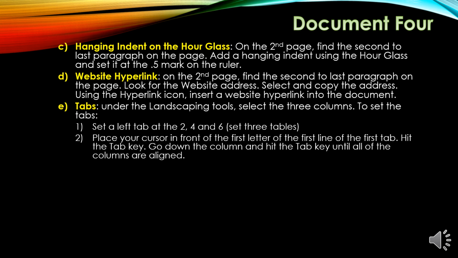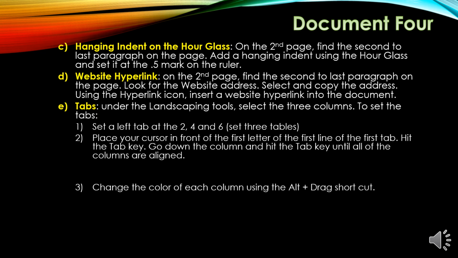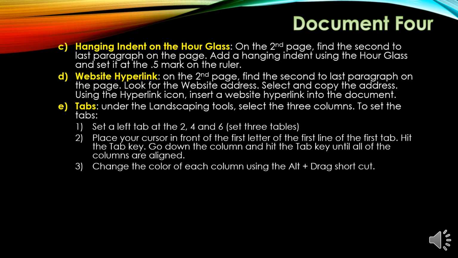Place your cursor in front of the first letter of the first line of the first tab. Hit the tab key once. Go down the column and hit the tab key until all of the columns are aligned. Change the color of each column using the Alt-Drag shortcut.